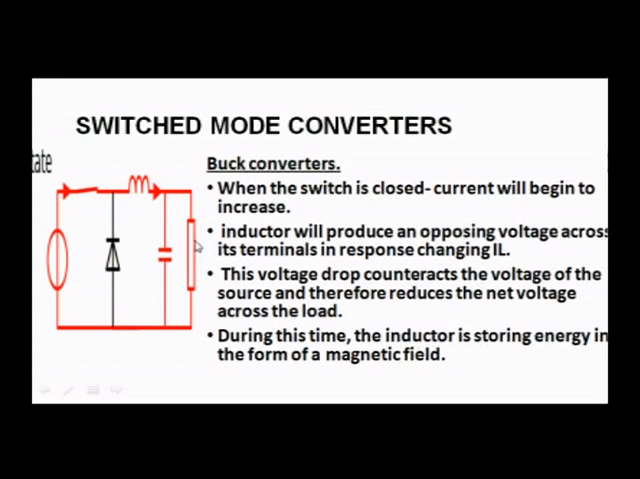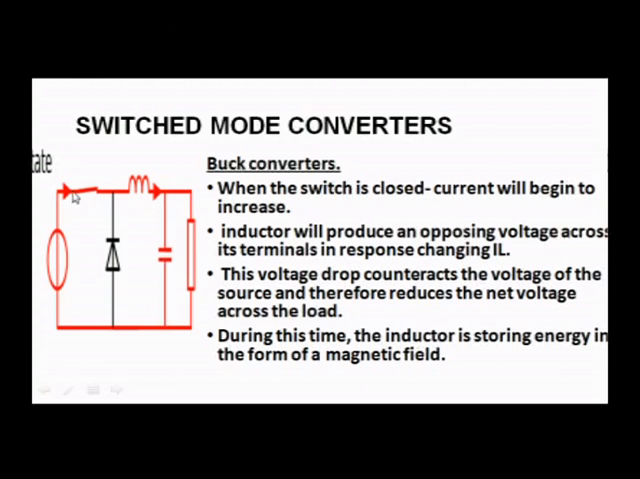So, the output voltage will always be lesser than the input voltage by this voltage drop, which is decided by VL. That is why it is a buck converter, a step down. During this time the inductor is storing energy in the form of a magnetic field, because the current is gradually increasing and the voltage drop across it is also increasing, and there is energy stored in the magnetic field. So, when this switch is closed, this is what is going to happen.